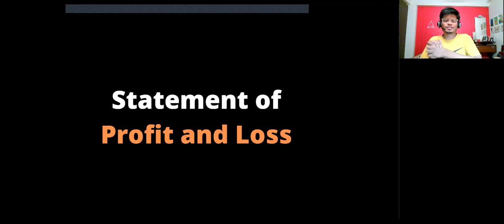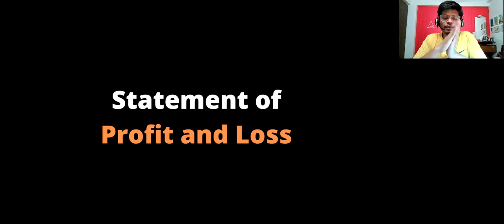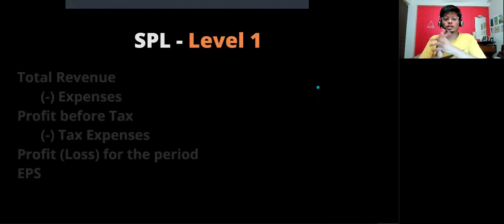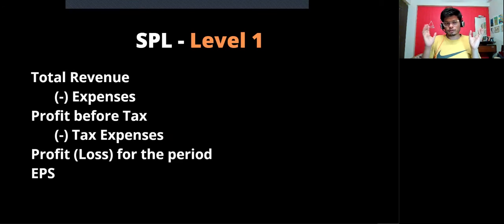Okay, so let's get started with the profit and loss account. It's much simpler than a balance sheet, so don't really worry. But we are going to follow the same pattern that we did and break them down into smaller parts, and then build up on specific items. Let's go. So first level of profit and loss account, I've shortened the statement of profit and loss account into SPL.